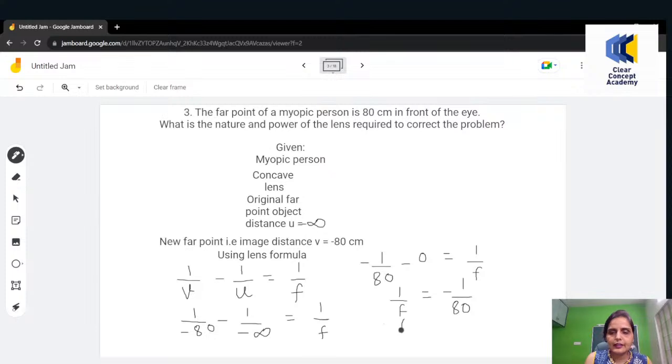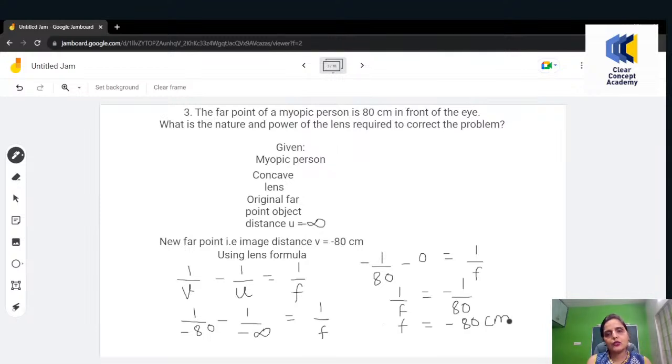Therefore, f is equal to minus 80 centimeter. But did they ask you to find the focal length? No. You can see the question. The question is that you are supposed to find the power of the lens. So what is the formula to find the power of the lens? The formula to find the power of the lens is P is equal to 1 upon f.